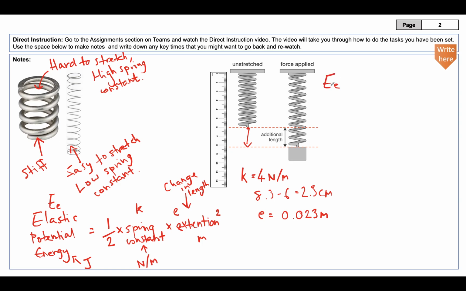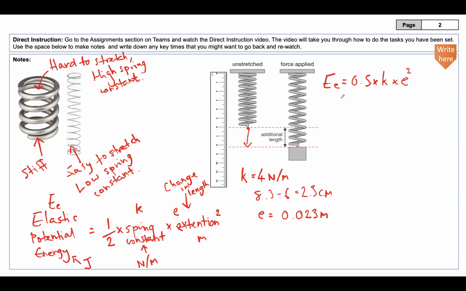So our elastic potential energy, EE, is 0.5. So again, I'm using the half or the 0.5 interchangeably. So 0.5 times K, the spring constant, that's the measure of how stiff the spring is, times by the extension squared.